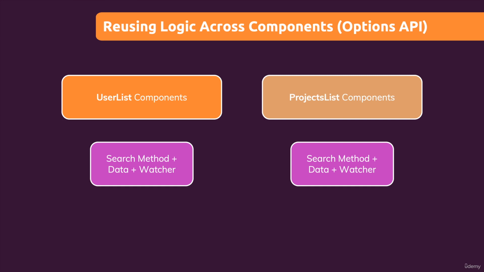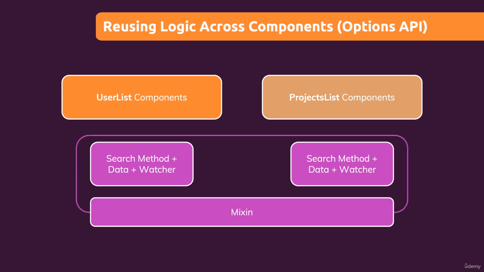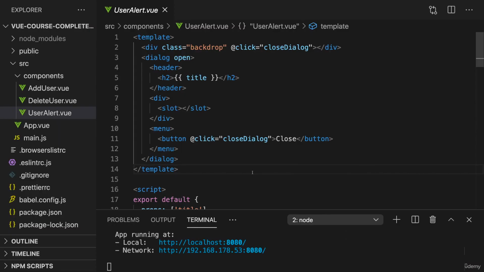And therefore, when using the Options API, you have a concept called mix-ins, which basically allows you to share data, methods, computed properties, watchers, lifecycle hooks, whichever configuration you might need across components. So therefore, let's explore mix-ins and let's see how they can help us here in this example project.